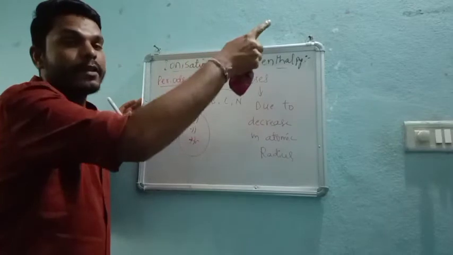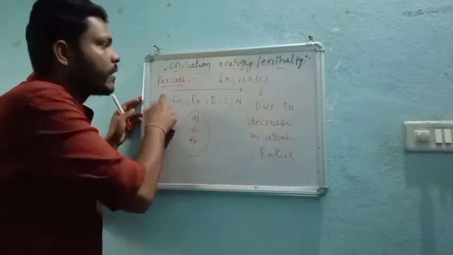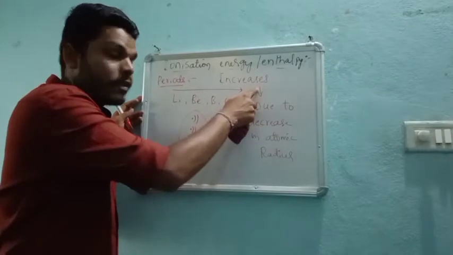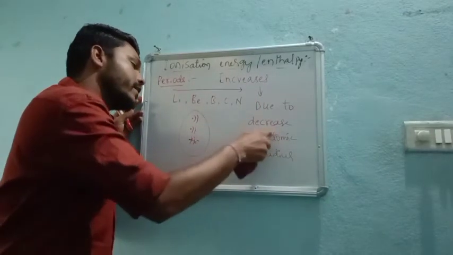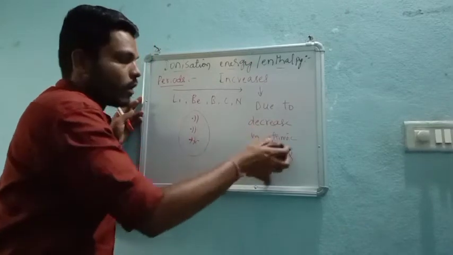In a group, why does it decrease? Due to the increase in atomic radius. In a period, why does it increase? Due to the decrease in atomic radius. So that's why atomic radius plays a very important role.